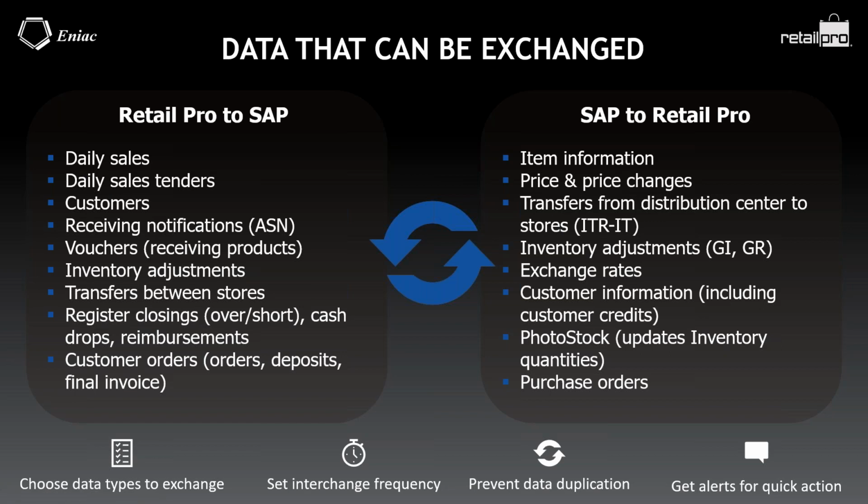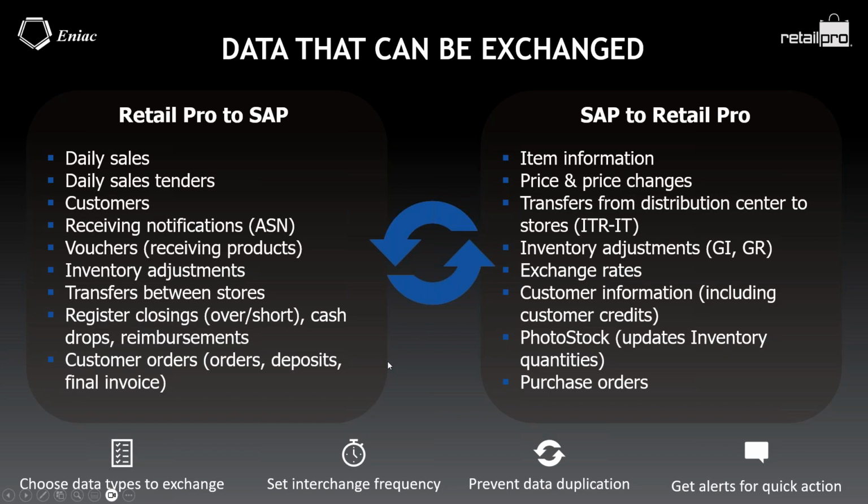The key document is sales, of course, and each sale in the invoice of Retail Pro, you have tenders. How did you pay the products that you purchased? It was cash, debit card, credit card, gift card, store credit, whatever. We send that information that is in the invoice, that are the products that are sold, the tenders, and the customer information, basic information. We send it to SAP. So everything will be synchronized between both systems.